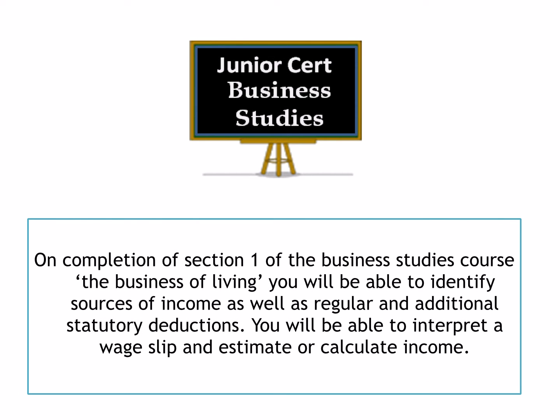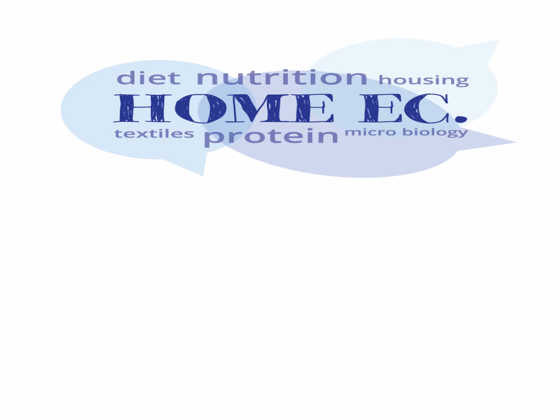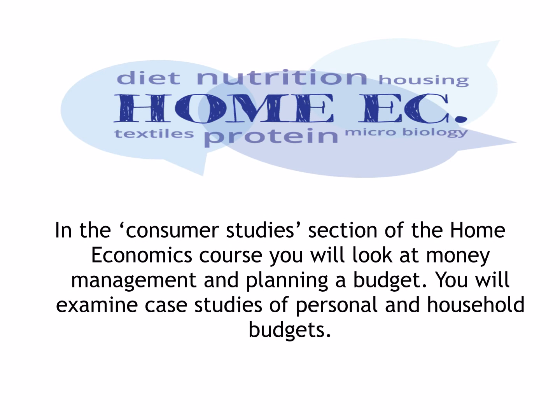On completion of Section 1 of the Business Studies course, The Business of Living, you will be able to identify sources of income, as well as regular and additional statutory deductions. You will be able to interpret a wage slip and estimate or calculate income. In the Consumer Studies section of the Home Economics course, you will look at money management and planning a budget. You will examine case studies of personal and household budgets. Mastering applied arithmetic as part of your mathematics course will give you a great advantage when covering these topics.